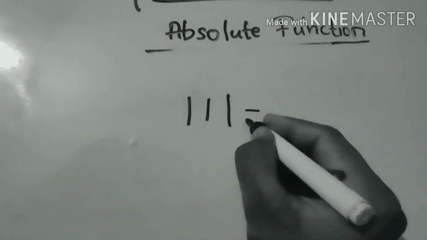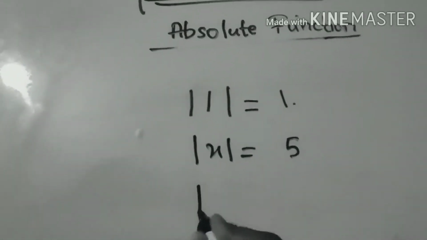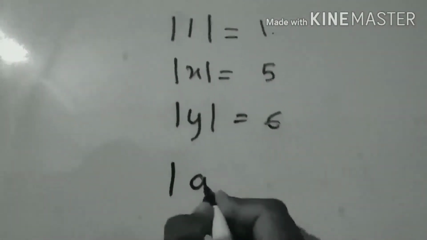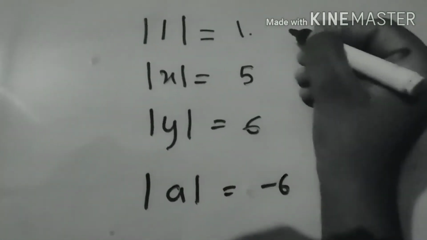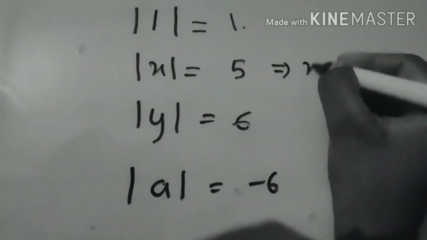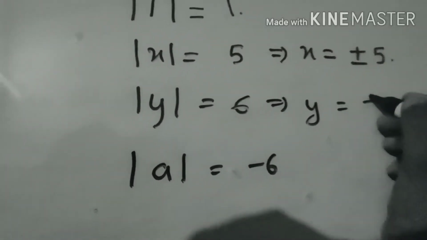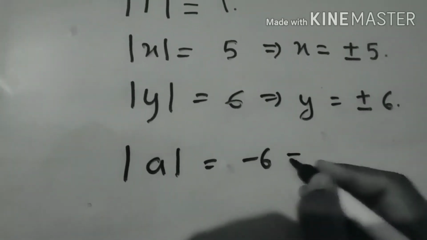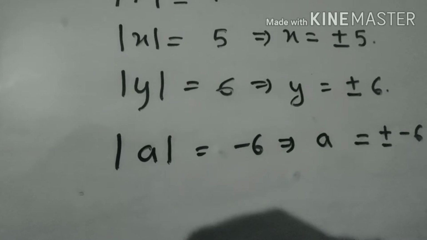Now let's see some questions. Modulus of 1 is always 1. If it is given modulus of x equals 5, modulus of y equals 6, and modulus of a equals 6, we have to answer what will be the values of x, y and a. As I have told, when we remove the modulus, we put a plus minus sign on the other side. So x will equal either +5 or -5, y will equal either +6 or -6, and a will equal either +6 or -6.